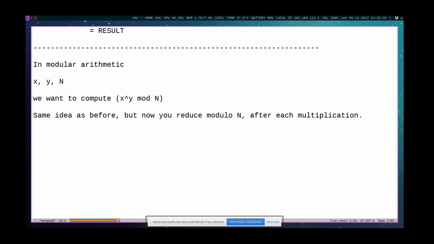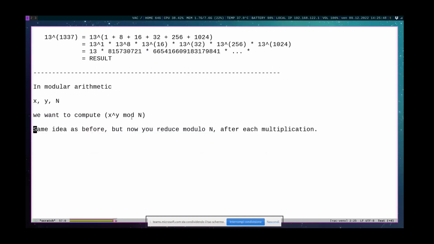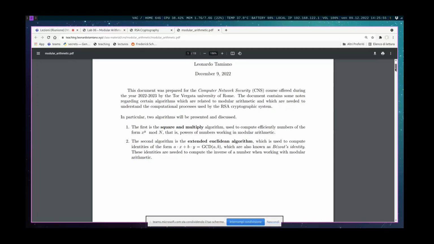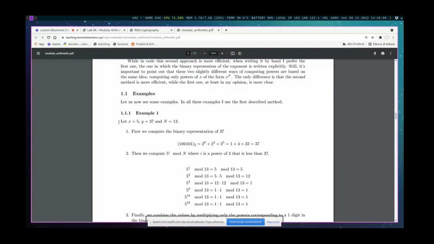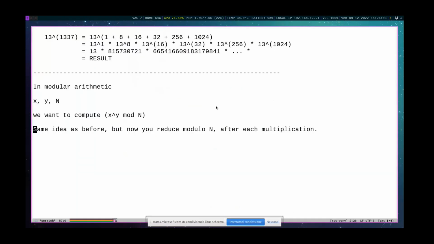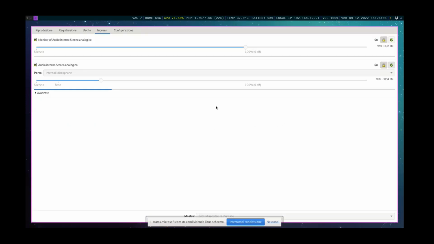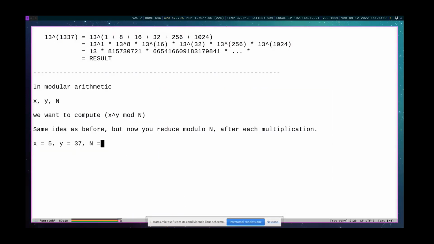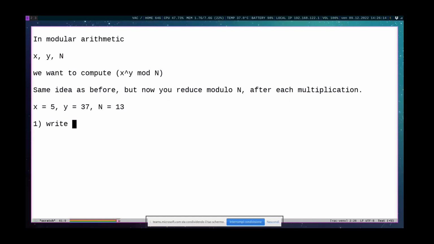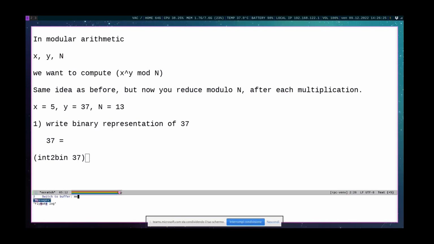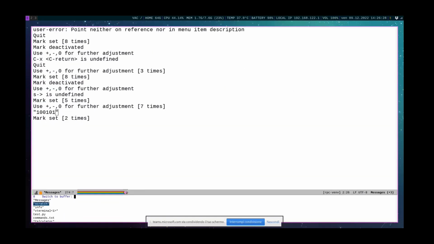Let's take an easy example. For example, let's take x to be 5, y to be 37, and n is 13. So how will we do it? First, write the binary representation of 37. So 37 in binary is going to be this thing.